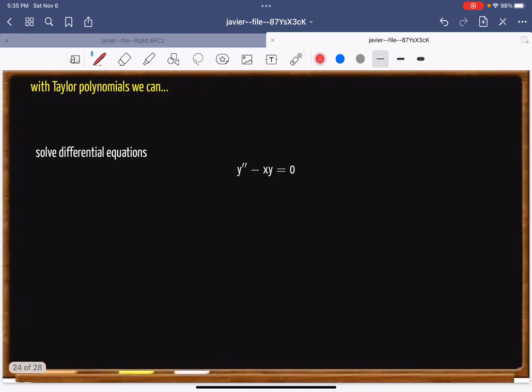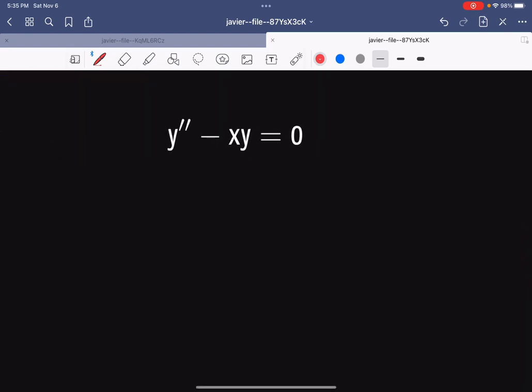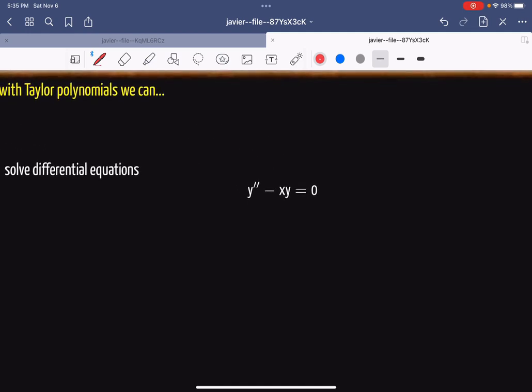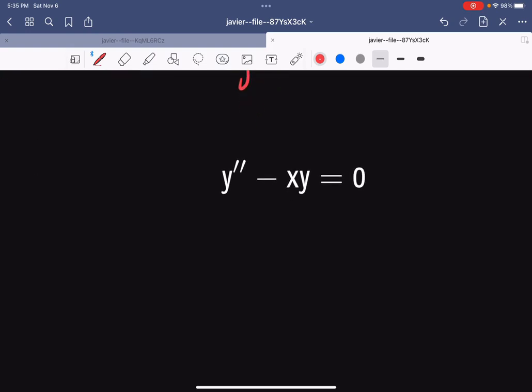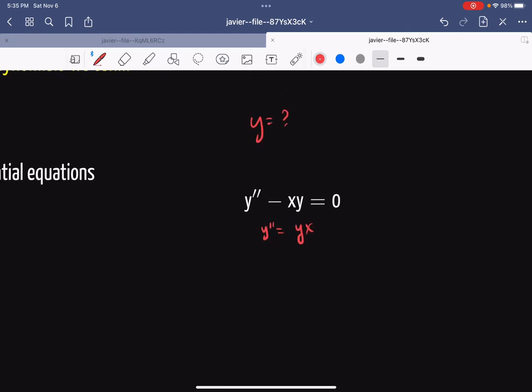You can also solve differential equations. Amazingly, Euler did this. This is sort of a riddle. You've got to find out what y is equal to, and the only hint is that if you take the second derivative and you subtract from it x times the function, you get 0. In other words, the second derivative looks like the original function times x. And you have to try to figure out the riddle: what is y equal to?